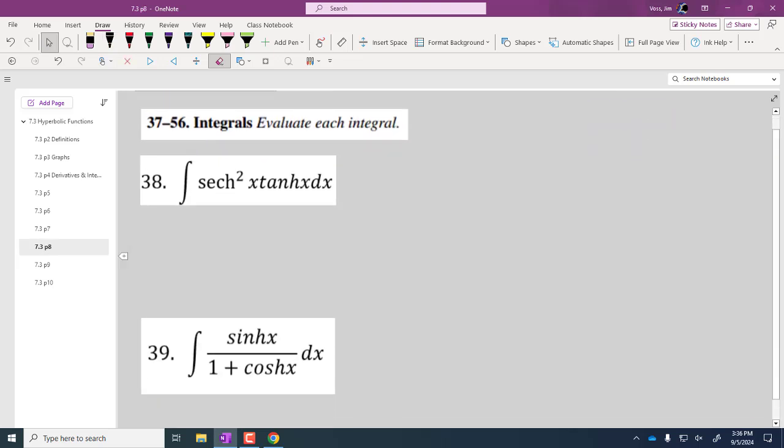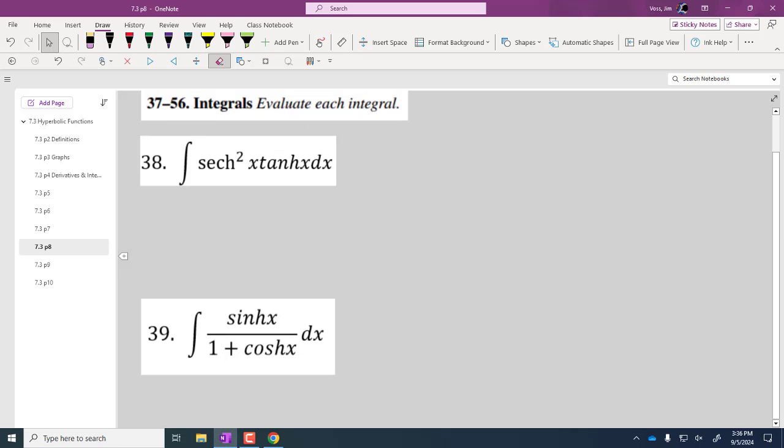Now let's try integrals. So we've got our basic integrals, and then we have our integrals that have a little twist, a little substitution. So we're going to have to use substitution. All these integrals are going to involve some sort of substitution. And when we look here, you should be seeing two functions, right? We see that there's a sech and a tanh, and yeah, the sech is squared. But we are essentially dealing with two functions multiplied together.